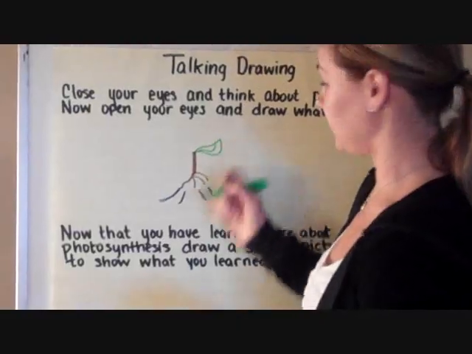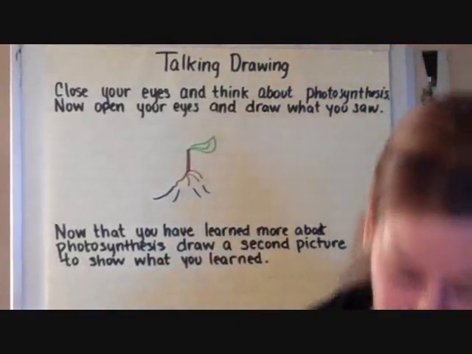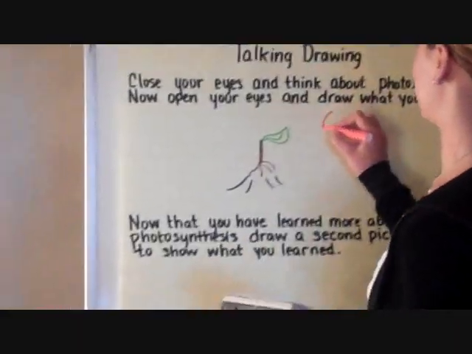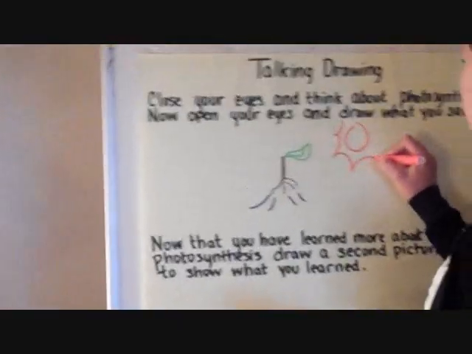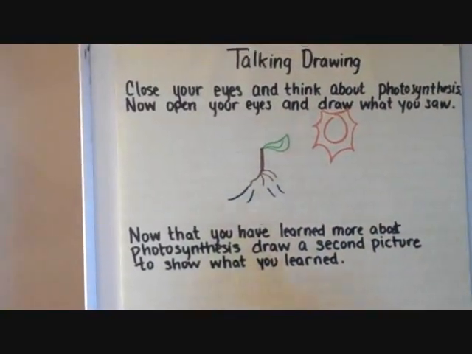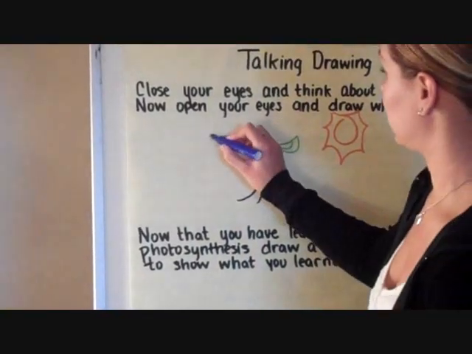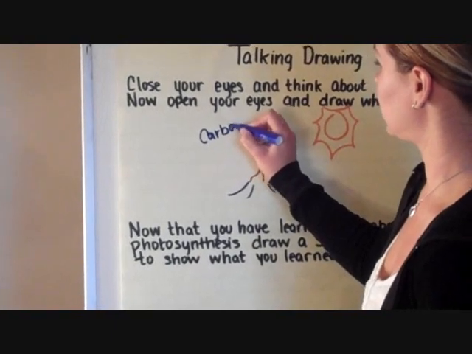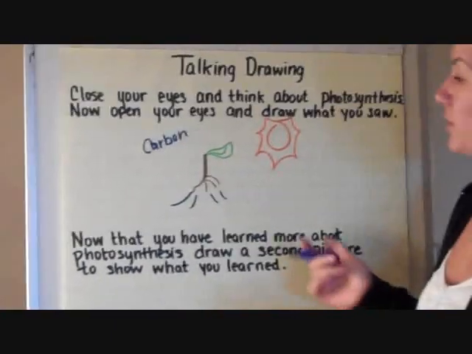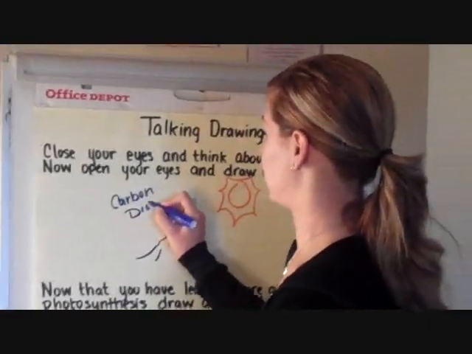We need the gases. And there are some gases involved. Does anyone know which gases are involved in photosynthesis? Carbon dioxide. Okay. And do you guys know, what do plants produce for us? What do we need to breathe? Oxygen. All right, very good.